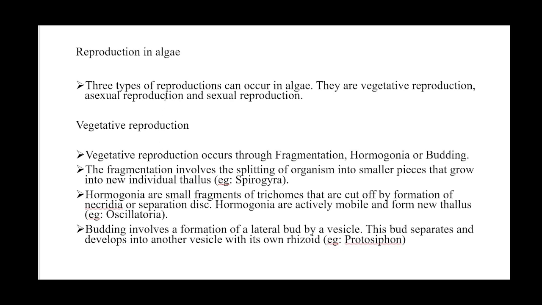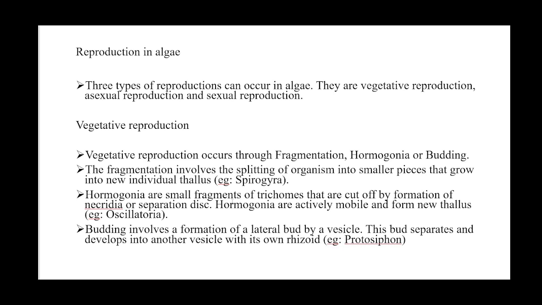Let us see the reproduction in algae. There are three types of reproduction that can occur in algae. They are vegetative reproduction, asexual reproduction, and sexual reproduction. Vegetative reproduction occurs through fragmentation, hormogonia, or budding. Fragmentation involves the splitting of the organism into smaller pieces, and these pieces can grow into new individual thalli. An example of fragmentation is Spirogyra.